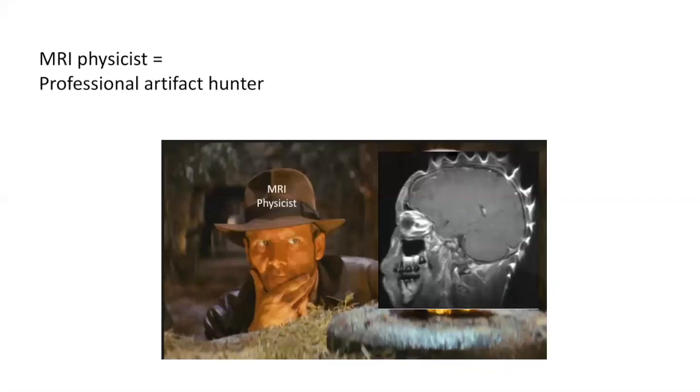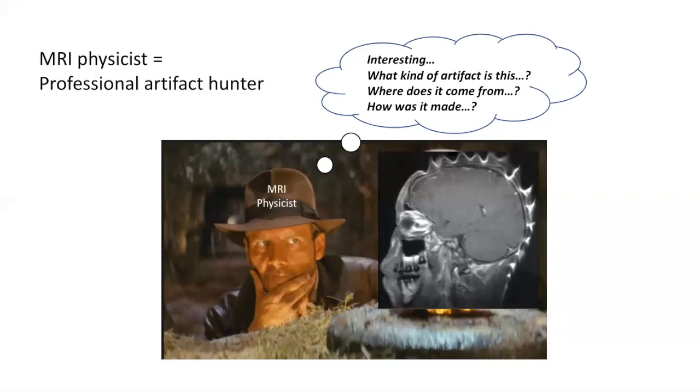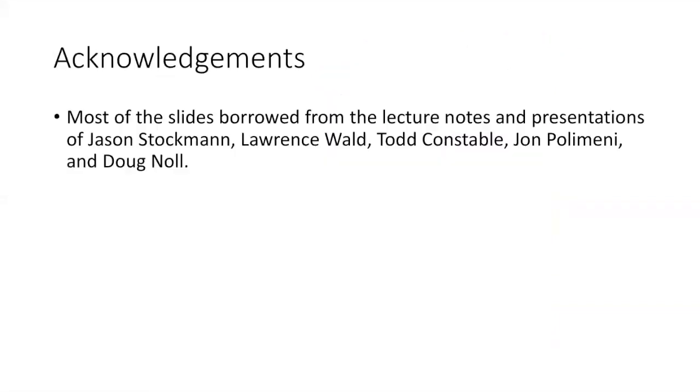So as an MR physicist, I think we're all professional artifact hunters. I see artifacts personally as I'm doing a lot of sequence development on a constant basis. And so as I try to debug where the artifacts are coming from, I start thinking, what kind of artifact is this? Where did it come from? How is it made? And so hopefully in today's talk, you'll be able to see how some of the common artifacts come about and some of the solutions for them.